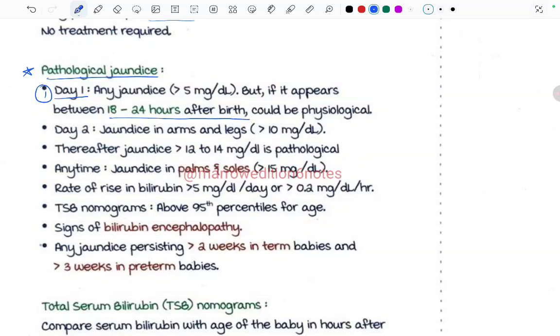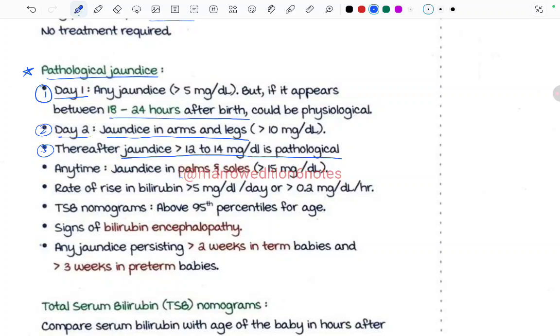Second condition is on day 2, if jaundice is in the arms and legs, that is more than 10 mg per dl, so that will be pathological. On day 2, if jaundice is appearing on the arms and legs, then it is pathological. Thereafter, jaundice more than 12 to 14 mg per dl is always pathological.